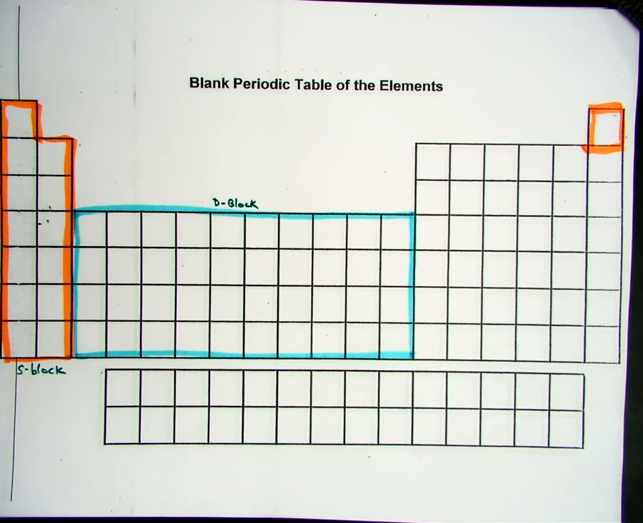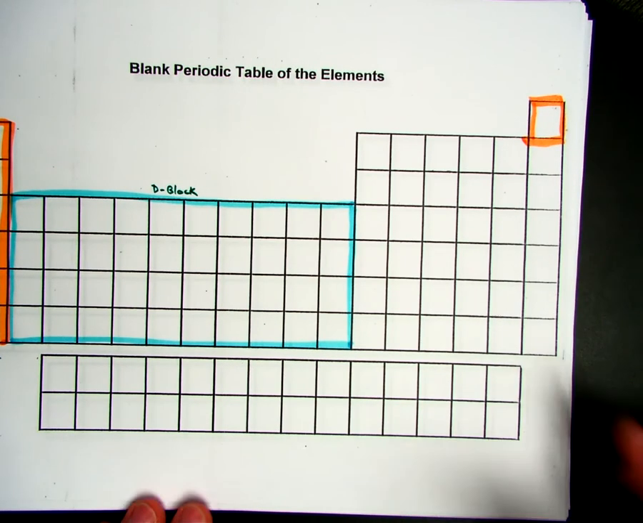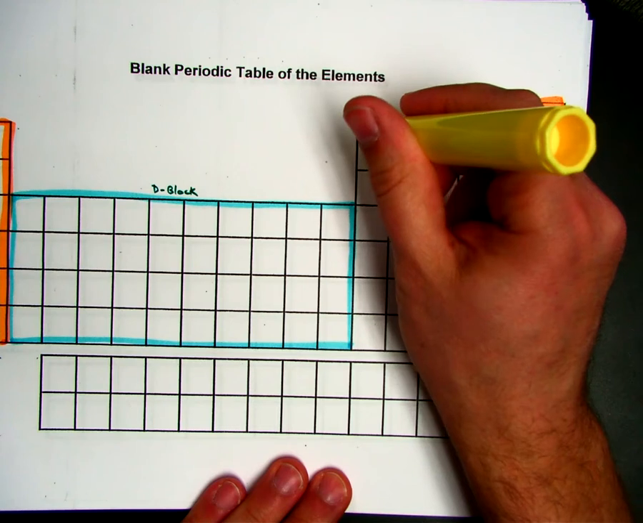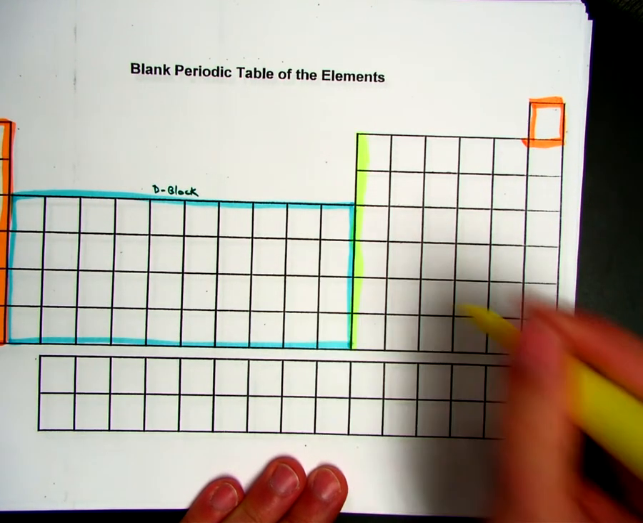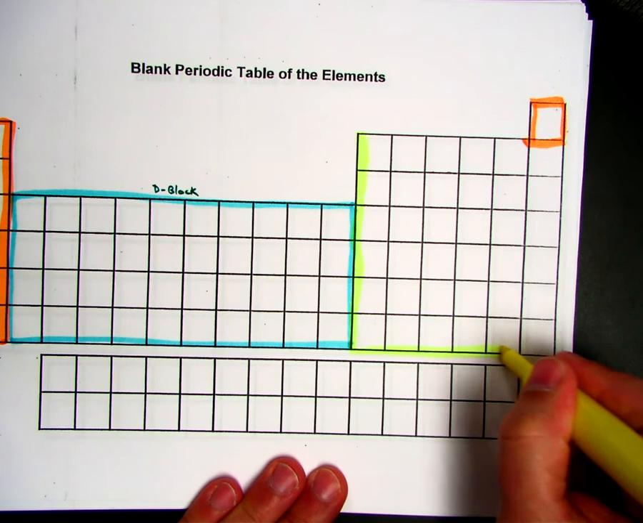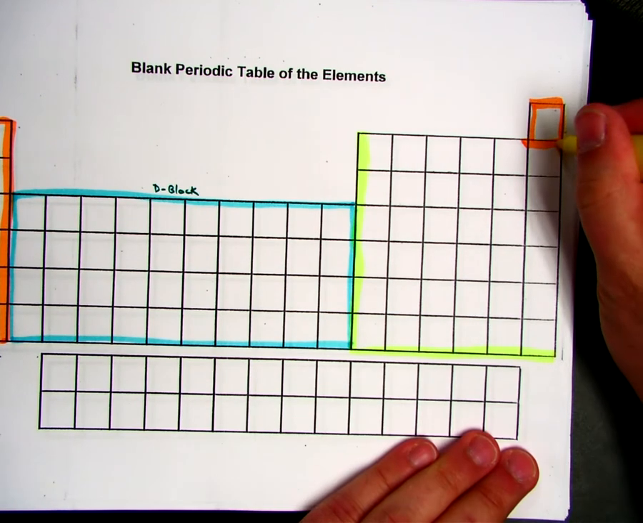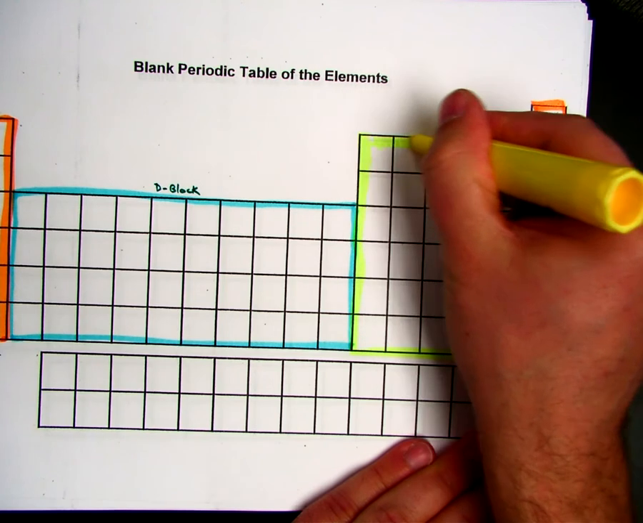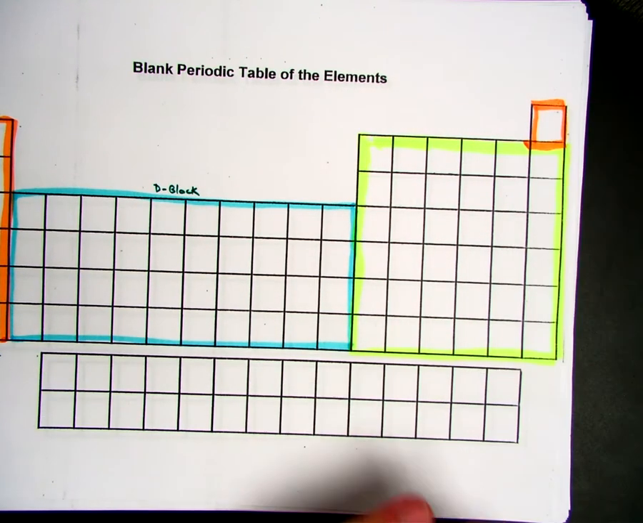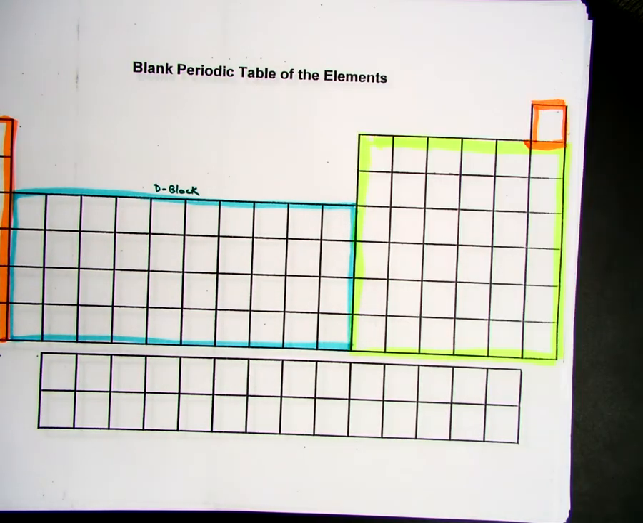Next, we have this big square over here on the right, and it's 6 tall and 6 wide. And this one here is called P block.